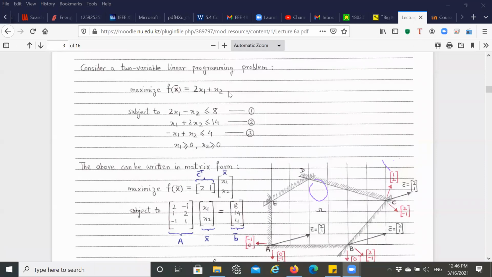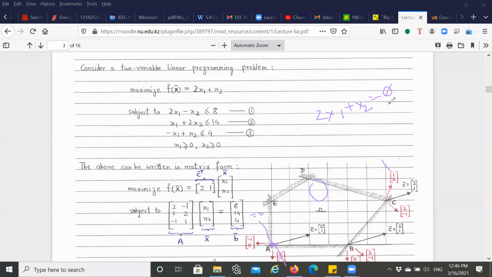Which is 2x1 plus x2. Okay, so what you do is you draw the line 2x1 plus x2 is equal to 0. So what will happen over here, and if you do this, this is increasing, so you will get some line for 0, which is passing through point 0. So this is at equal to 0.